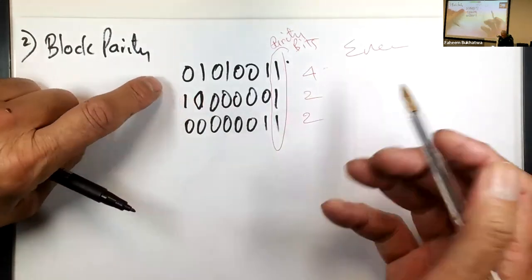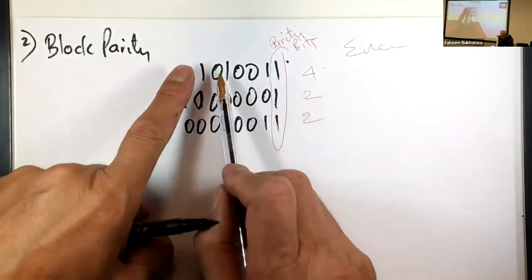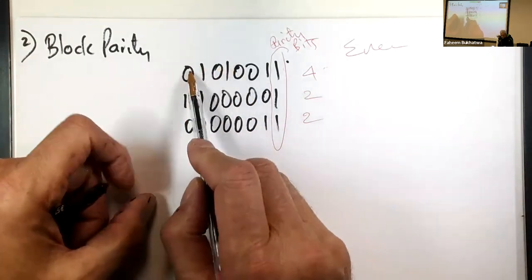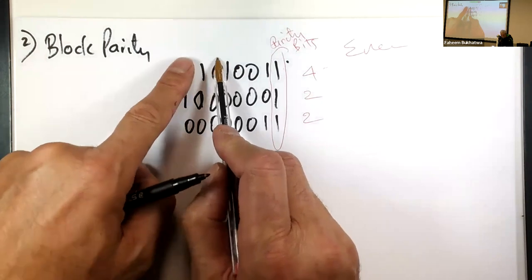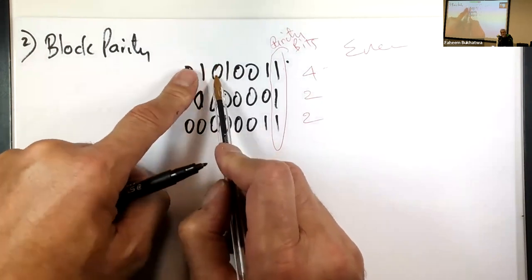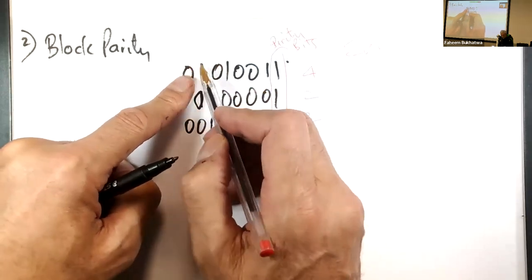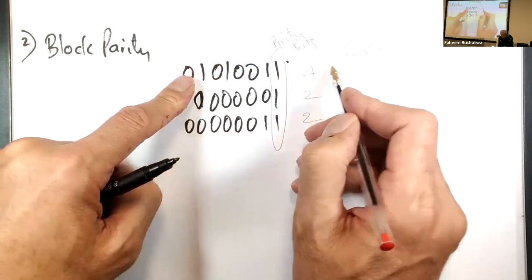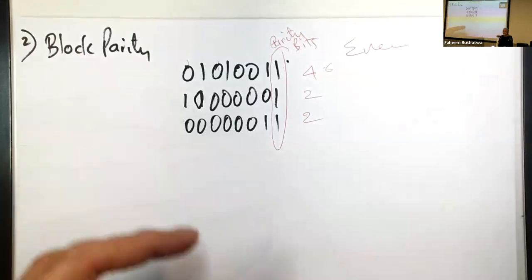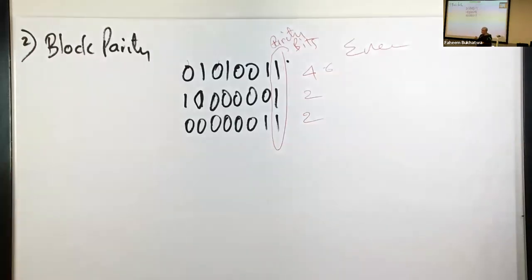But the problem is, for example, if these 2 bits, let's say those 2 zeros, turn into 1s. So this is 1 and that's 1. So if we count 1, 2, 3, 4, 5, 6, we find that there are 6 bits. In fact, there are 2 errors, but the receiver does not recognize that. That's the problem with the parity error detection system.